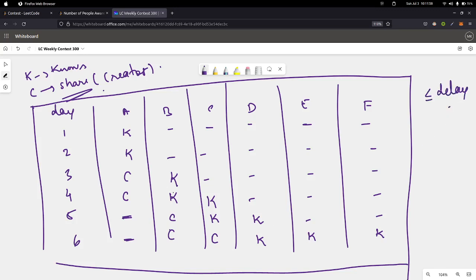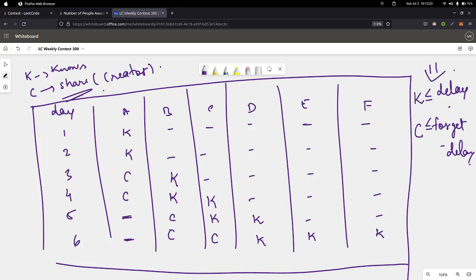You can verify it everywhere. And then he gets to become a creator, right? And that is less than or equal to forget minus delay. The number of days he gets to become a creator and the number of days he gets to know the message, these two are important things here.